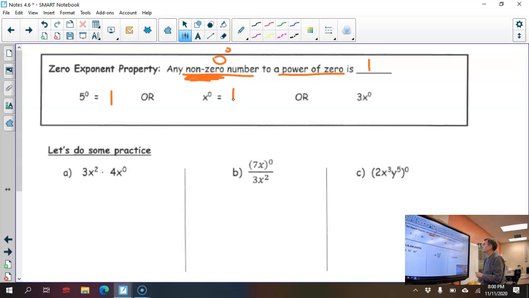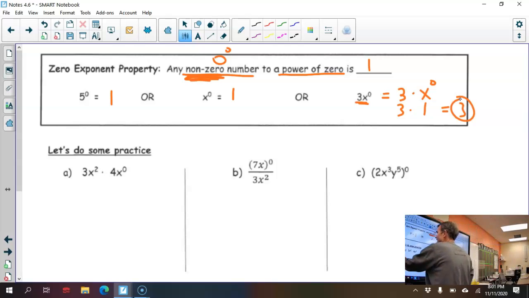This is the one that tricks most people. 3x to the 0. Because most people just want to say 1. But look, 3x to the 0 is really 3 times x to the 0. Right? Those are being multiplied together. So really this is 3 times 1, which is 3. The x to the 0 is equal to 1, but the whole thing is equal to 3. And for just a couple minutes, let me do some practice with some problems that have an x to the 0 in them, and we'll be done.